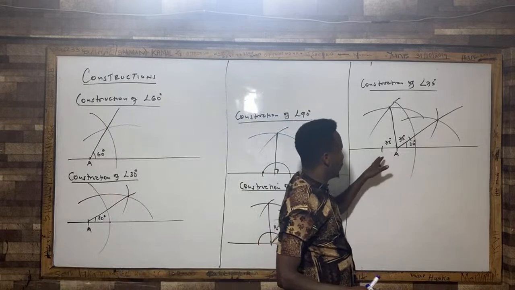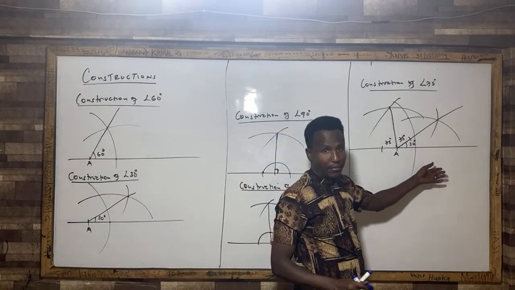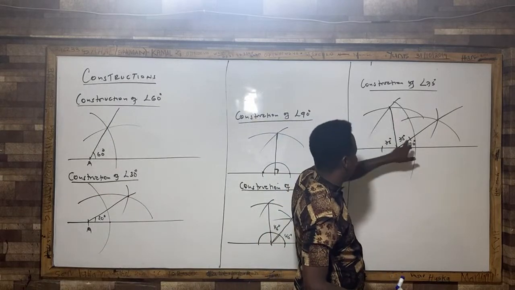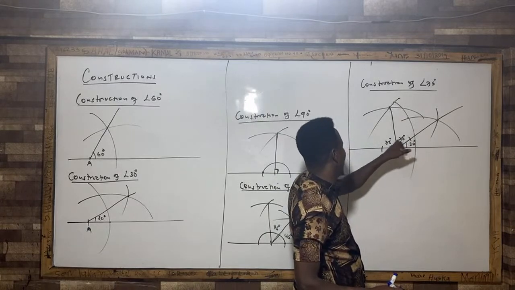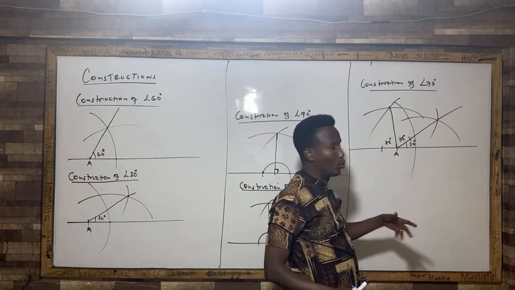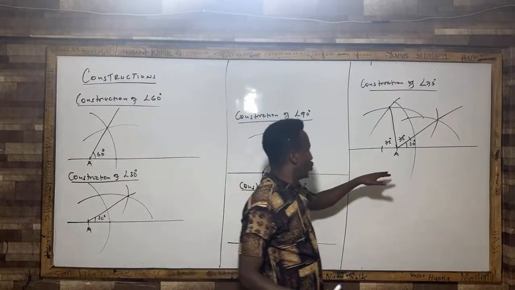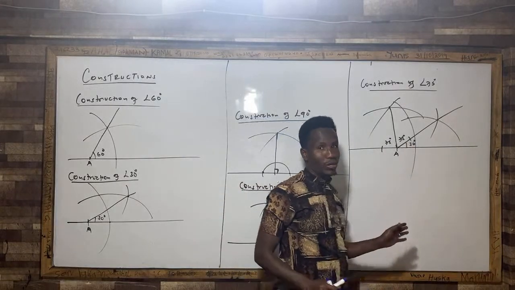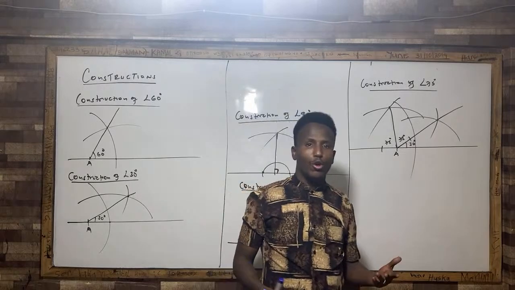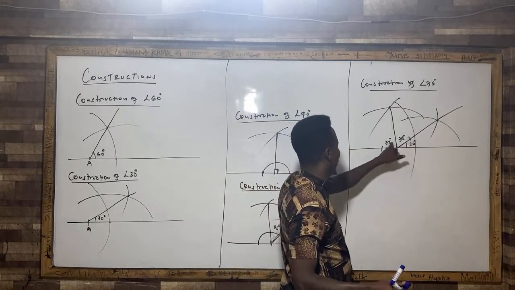What will I do? First, I will get angle 30. After getting angle 30, I know that the angle between these two lines, this one and this one, is 150, because these are angles on a straight line. So if you have 30, you are left with 150. For you to get 75, now what are you going to do? You bisect this angle between these two lines.